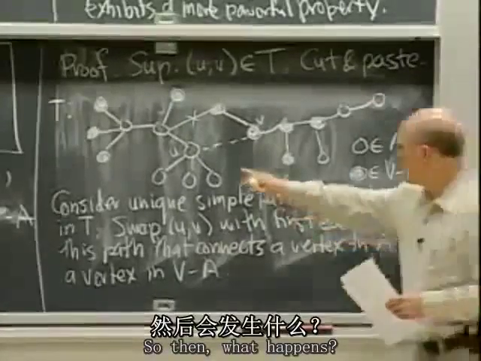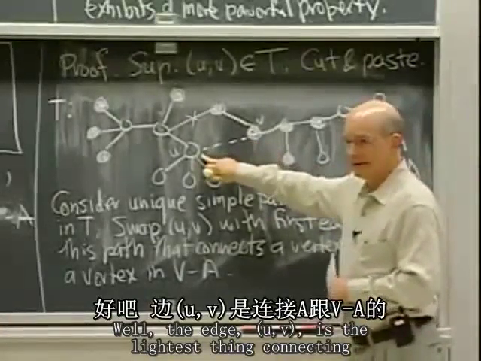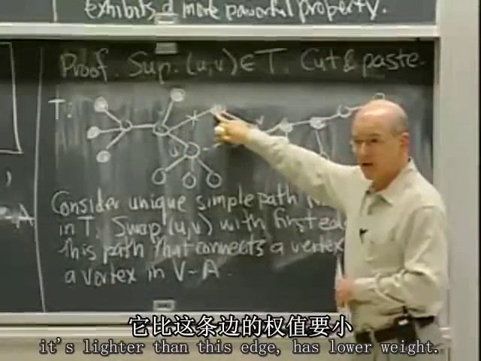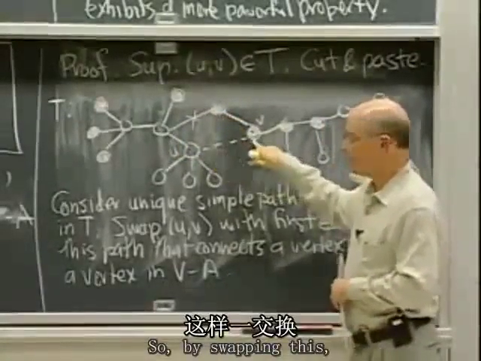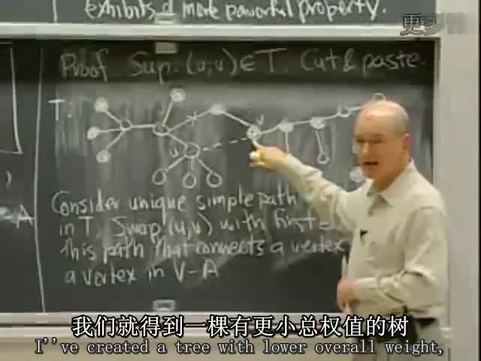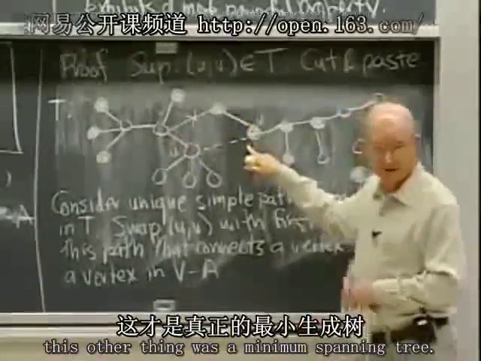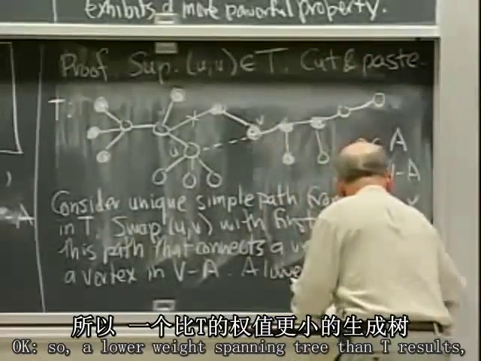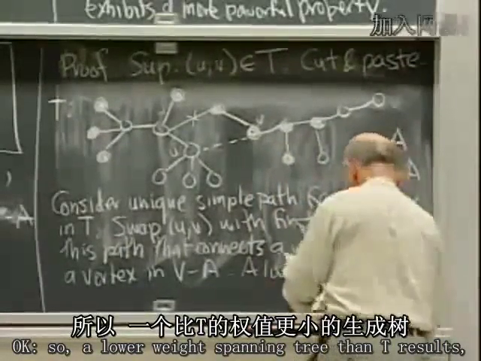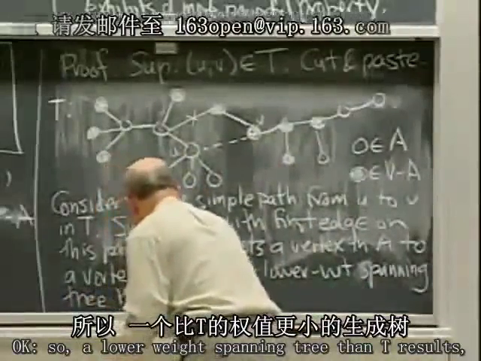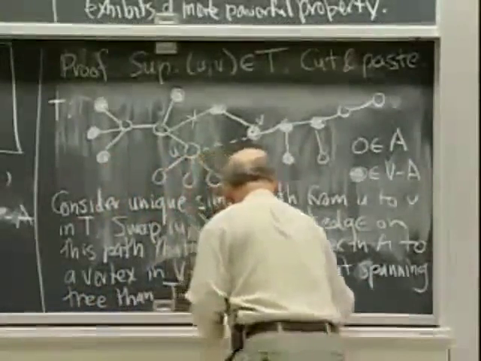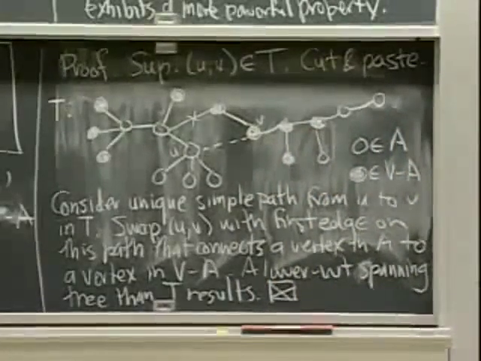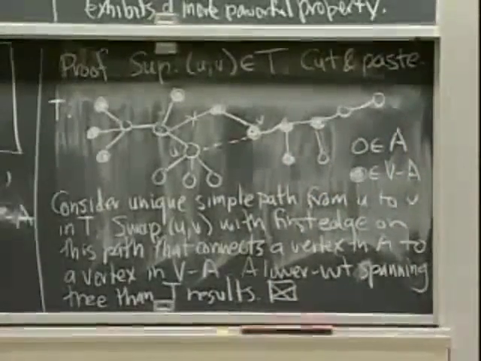So then what happens? Well, the edge UV is the lightest thing connecting something in A to something in V minus A. So that means, in particular, it's lighter than this edge, has lower weight. So by swapping this, I've created a tree with lower overall weight, contradicting the assumption that this other thing was a minimum spanning tree. So a lower weight spanning tree than T results, and that's a contradiction. Okay? How are we doing? Everybody with me?